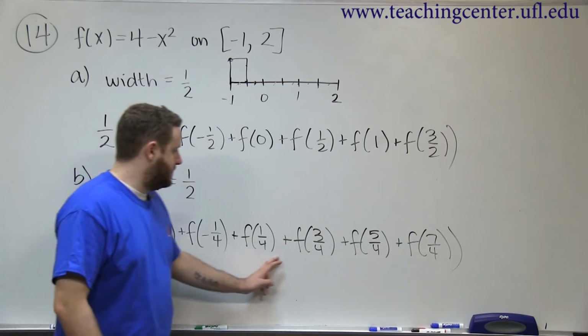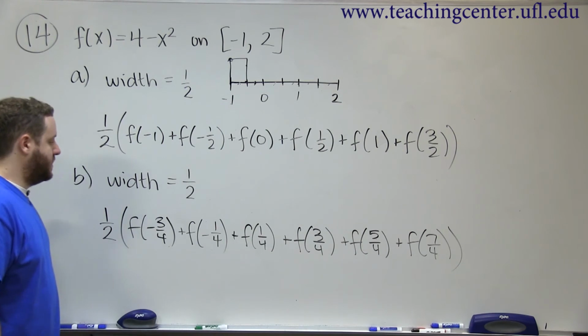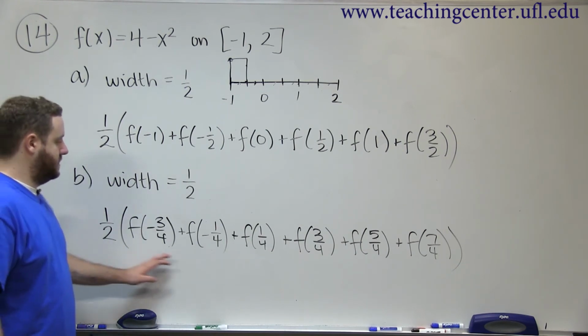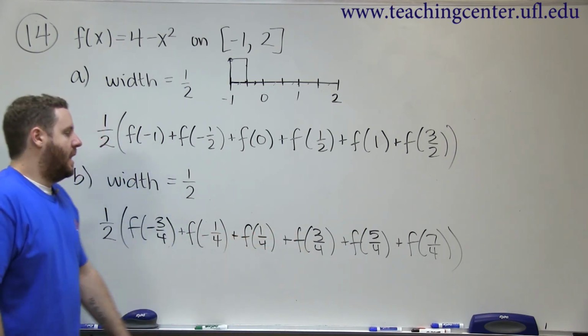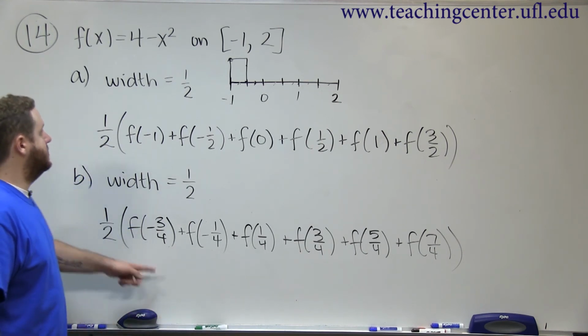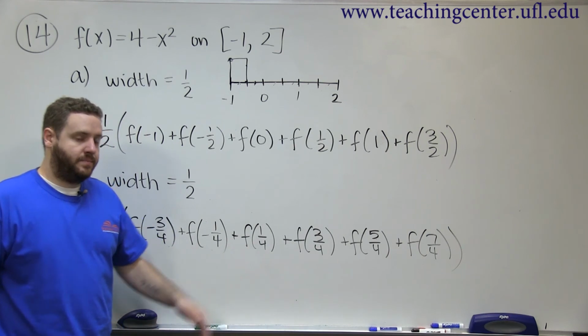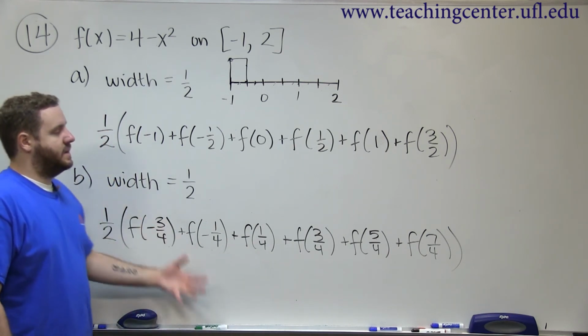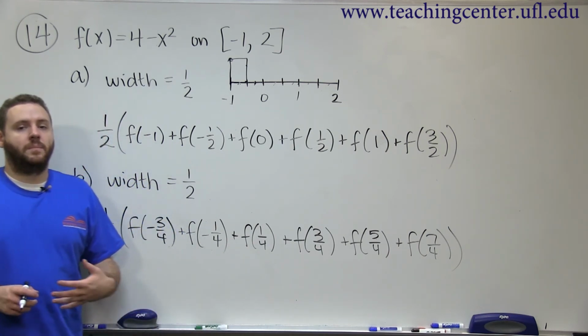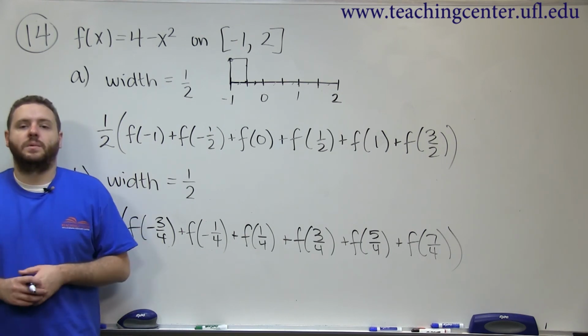Now we have 6 things, 6 heights, which means we have 6 rectangles, width times height, width times height, width times height, etc. Again, plugging all of these numbers into your function would give you these values. You add them all up, multiply by 1/2. That's our estimate for the midpoint using 6 subintervals.